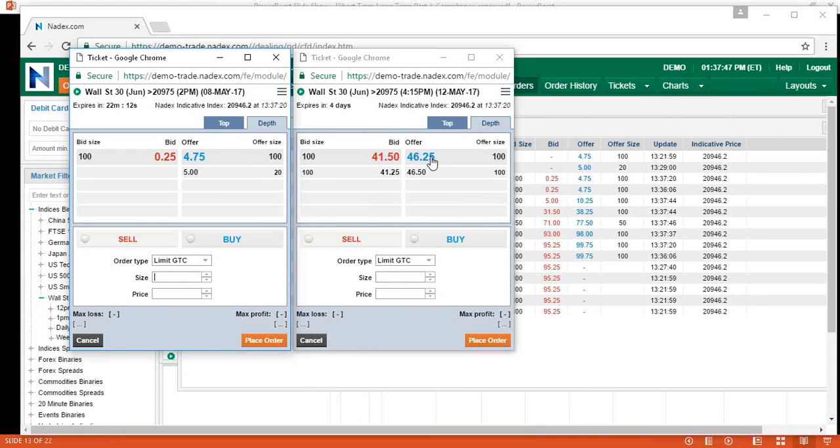Look at the difference in price. $4 and $46. Have any of you ever looked at that before? Or any of you ever not looked at that before? Or not realized this? What's the difference? It's the same instrument, Wall Street 30. It's the same strike, but look at the difference in price. What is the difference? It's time, Frank, exactly.